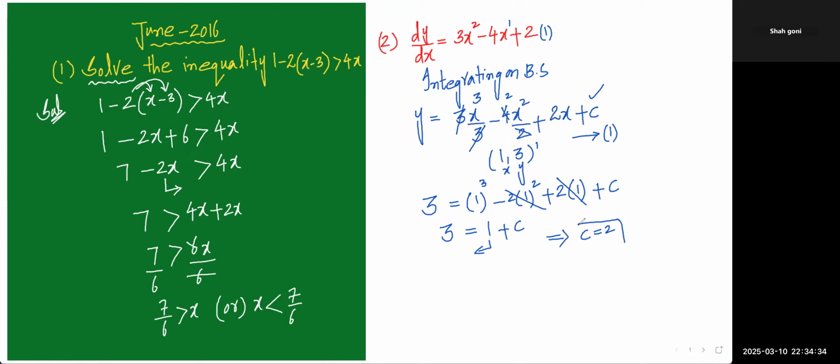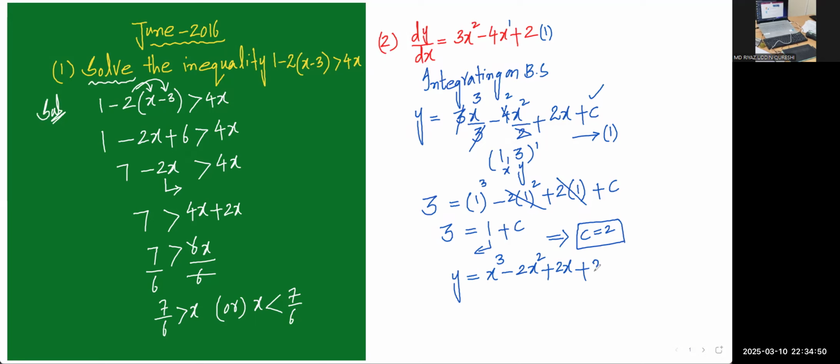That value of c we have to substitute in our equation number 1. So our actual curve is x cube minus 2x square plus 2x, and then the constant value also we got, that is 2. This is the second question answer. I hope you understand. Third question.